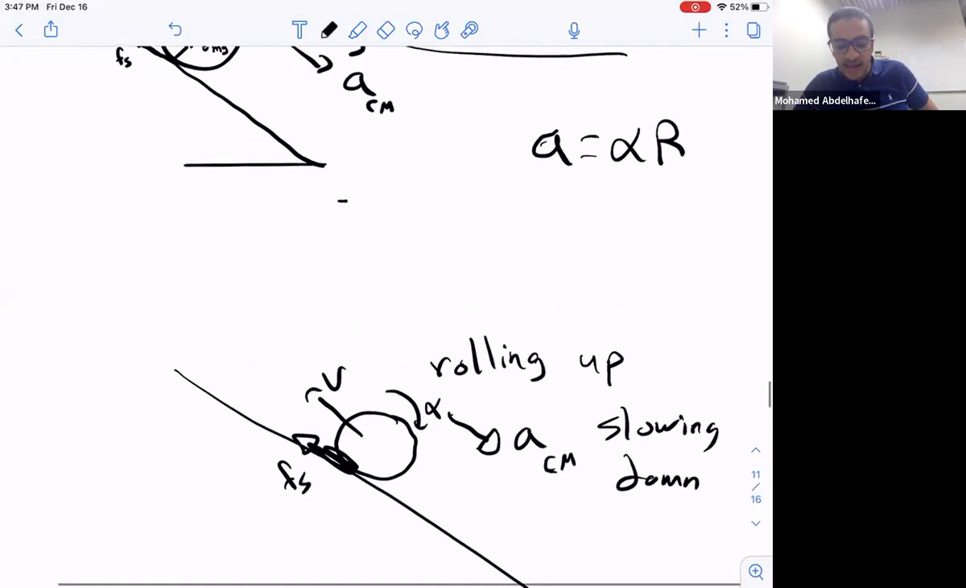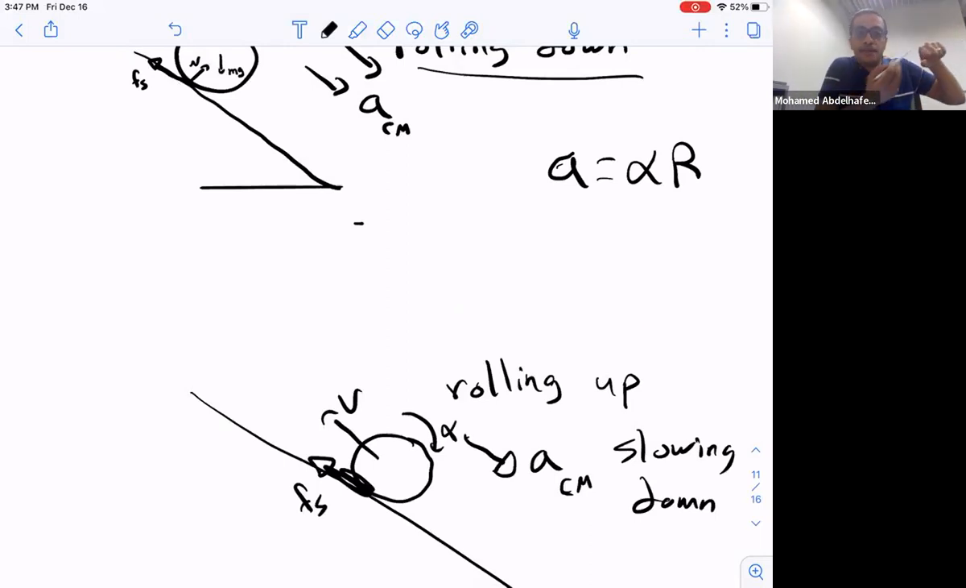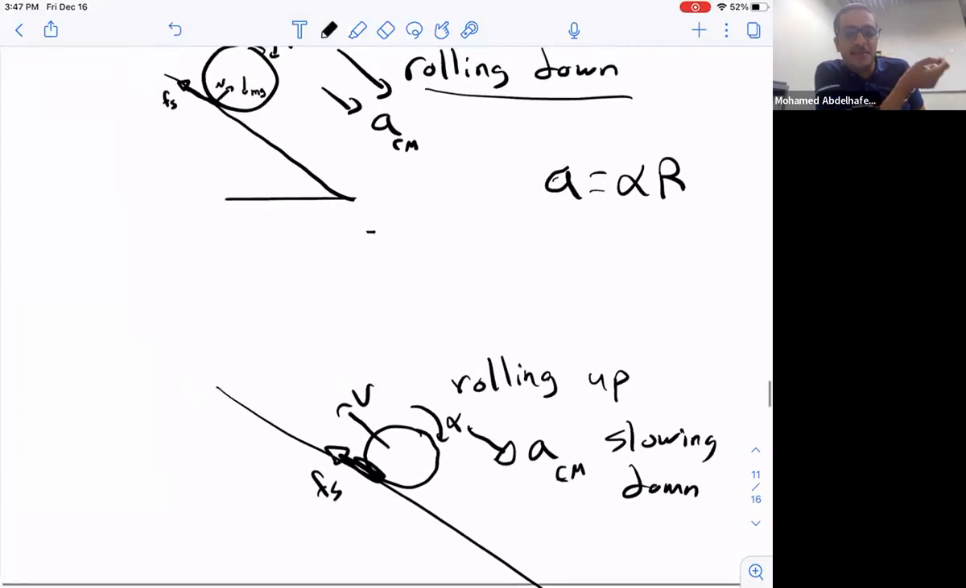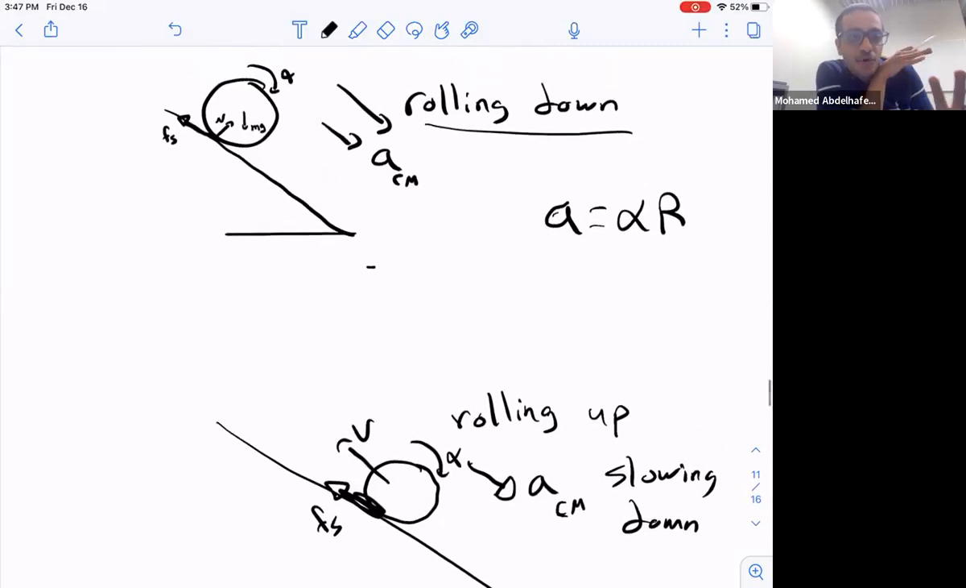So both ways, ACM is down. Whether you're going down or going up, you're still accelerating down. Even if you're going up, you're slowing down. Why are you slowing down? Because gravity is pushing you down. So in both cases, whether rolling down or rolling up the inclined plane, ACM was down, and so alpha is clockwise, so static friction was up. We did that in week 10 or so in class. That's the same idea I'm talking about here.